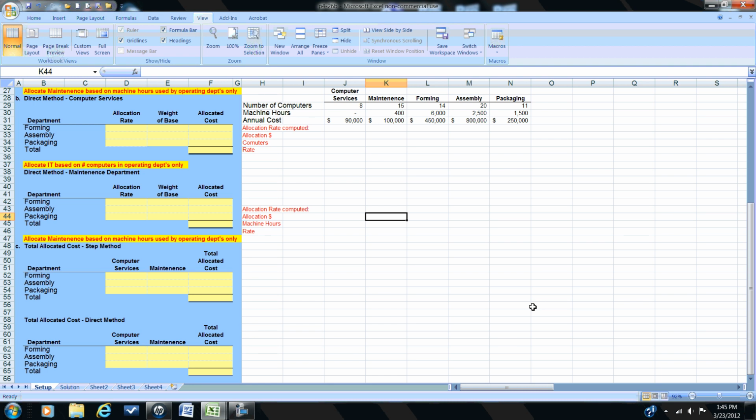It manufactures products. It has a department that forms the components, another department that assembles the product, and the last one that packages it. These departments are supported by two service departments, the computer services and the maintenance department.